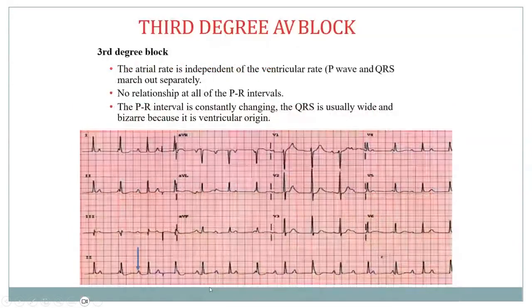Third degree heart block. This is very dangerous. The atrial rate is independent of the ventricular rate. The P wave and the QRS march out separately. They are not connected to each other. There is no relationship at all in the PR interval; the PR interval is constantly changing. The QRS is usually wide and bizarre because it is of ventricular origin. In this case, it is not the atrial depolarization or the P wave which created the QRS or the ventricular depolarization. No, it is independent. It was created by the ventricle itself.